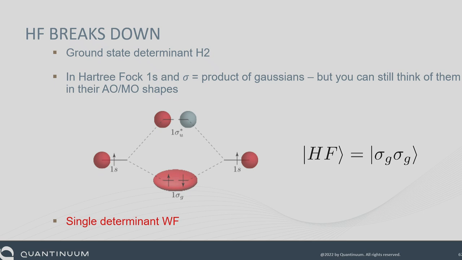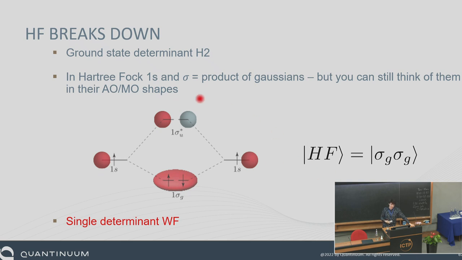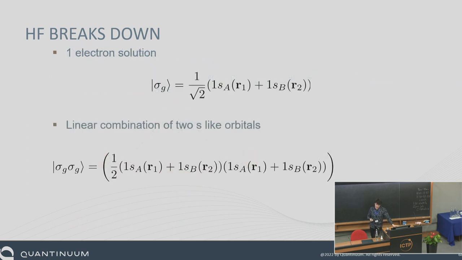If we go back to our nice picture, we're not thinking about the linear combination of atomic orbitals, we're thinking about Hartree-Fock. But the solutions of the spin orbitals are the same as you saw before in the benzene example. If we think about the ground state, the single determinant wave function, the ground state of H2, remember it's two spin orbitals, so we have one sigma G solution times another sigma G solution. The sigma G solution, the ground state, as we showed before, has this S orbital-like character. It's a positive interaction of two S orbitals.